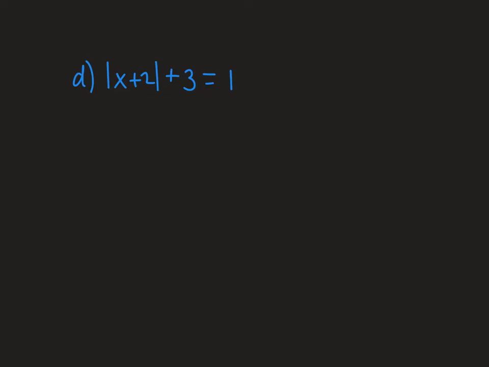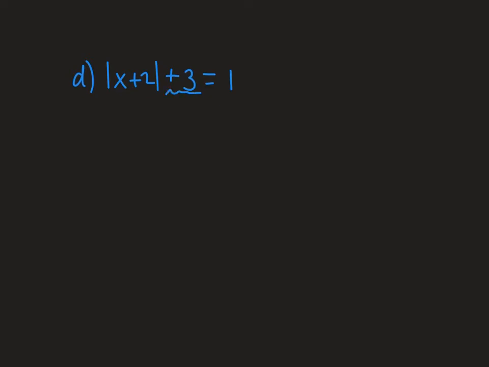Okay, so here's example D. So again, similar start, right? That plus 3 on the outside, we need to take care of that first. That's probably the biggest mistake I see on these is people want to just split this problem up into two problems. They want to set everything equal to 1 and then set everything equal to negative 1. And you can't do that yet, okay?